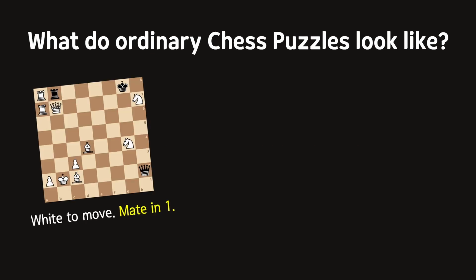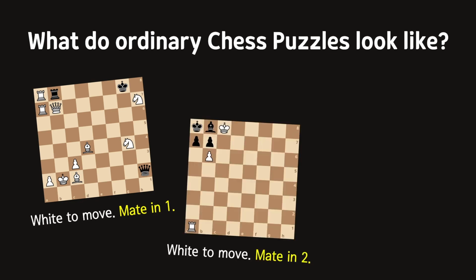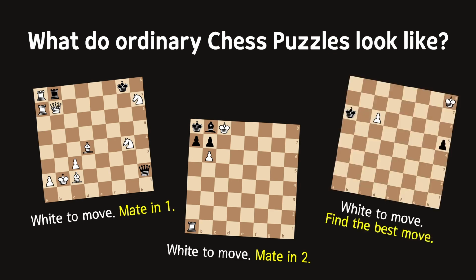The first example is an ordinary mate in N puzzle. The position is given and you find the next move. The second example is also a mate in N puzzle. The position is given and you find the next move. The third example is a find the best move puzzle. We don't know the exact goal. It could be a mate, it could be to avoid losing, it could be winning a piece, for example.